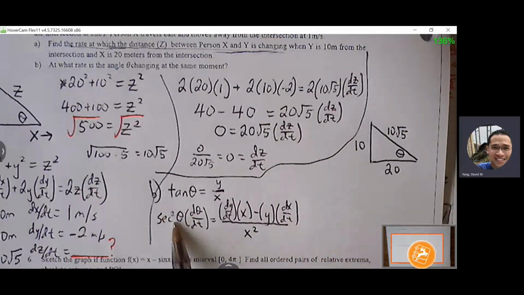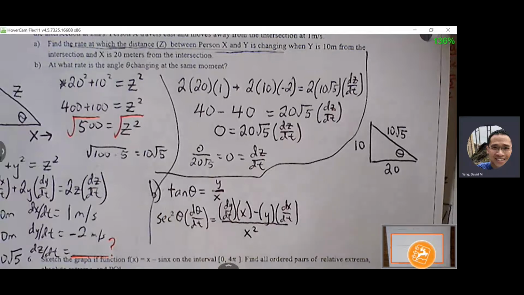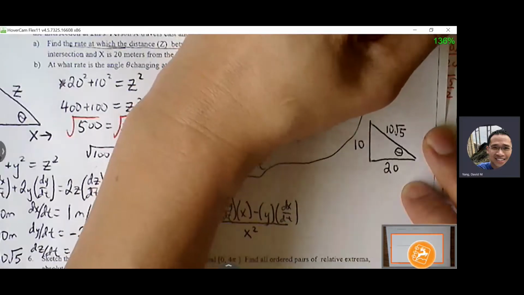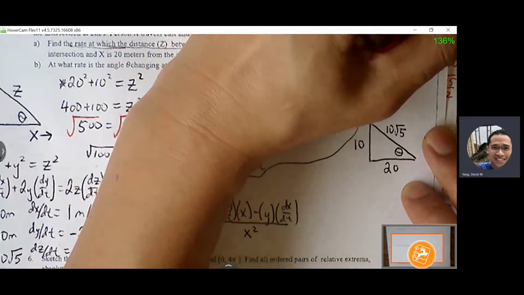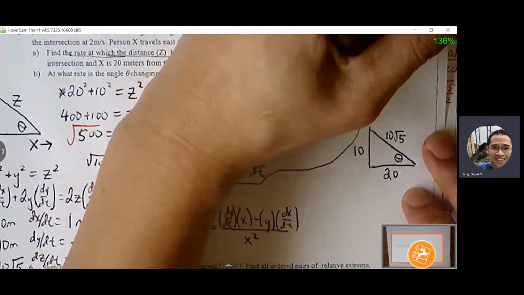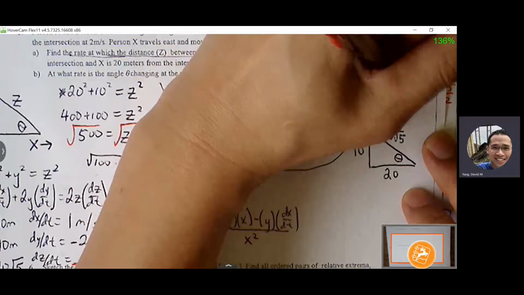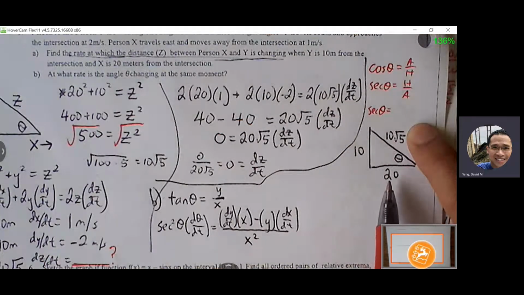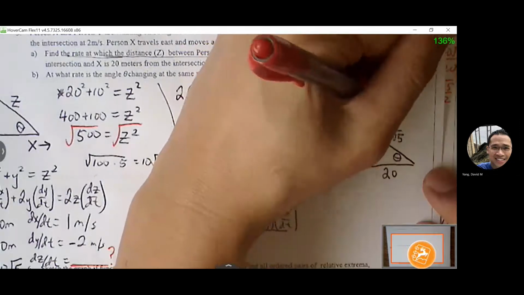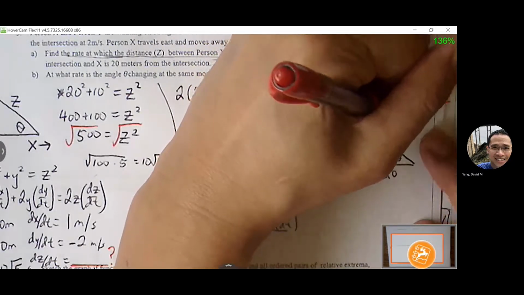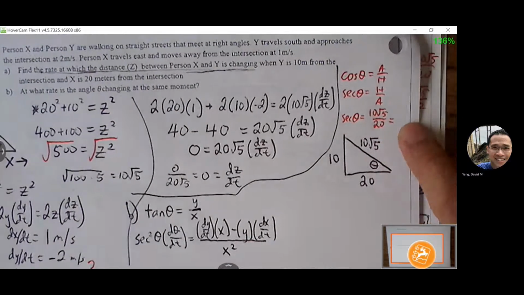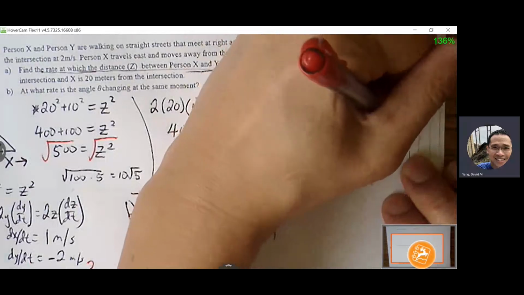Okay, we need to find a ratio replacement for secant of theta. So what's secant of theta based off of this triangle? Reciprocal of cosine, right? You know that cosine is adjacent over hypotenuse. So therefore secant is what? Hypotenuse over adjacent. So secant of theta is going to be 10 root 5 over 20. Okay, just to make it a little bit easier to work with, I'm going to reduce this. What can I reduce this down to be? Yeah, root 5 over 2.